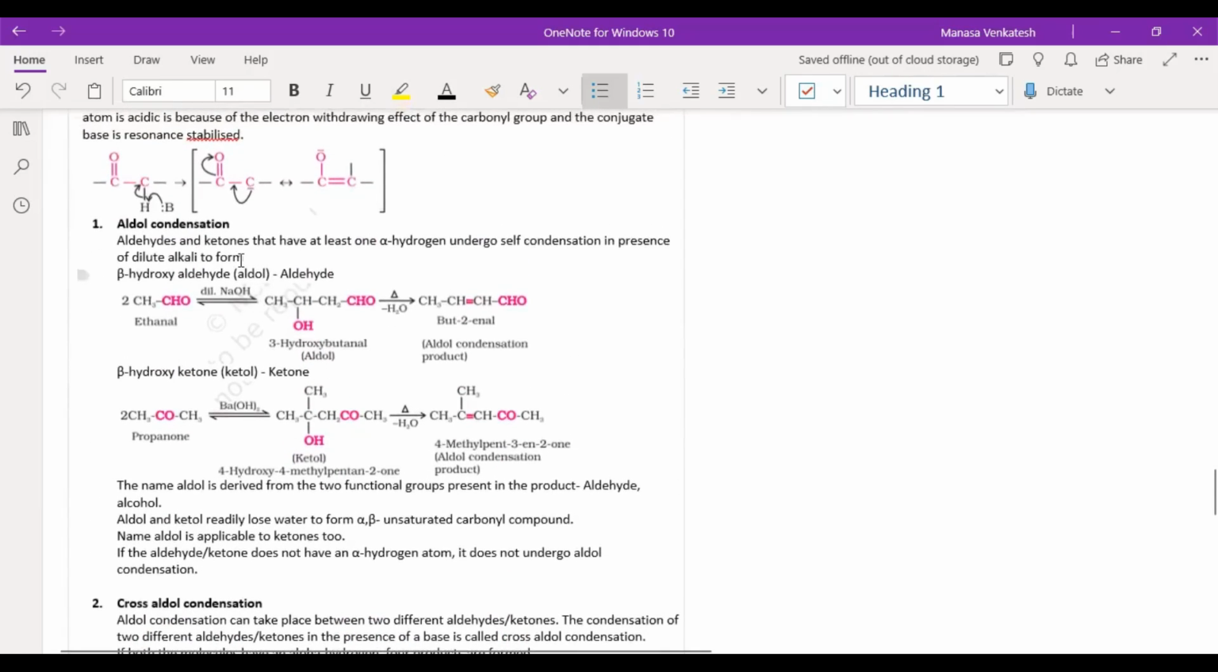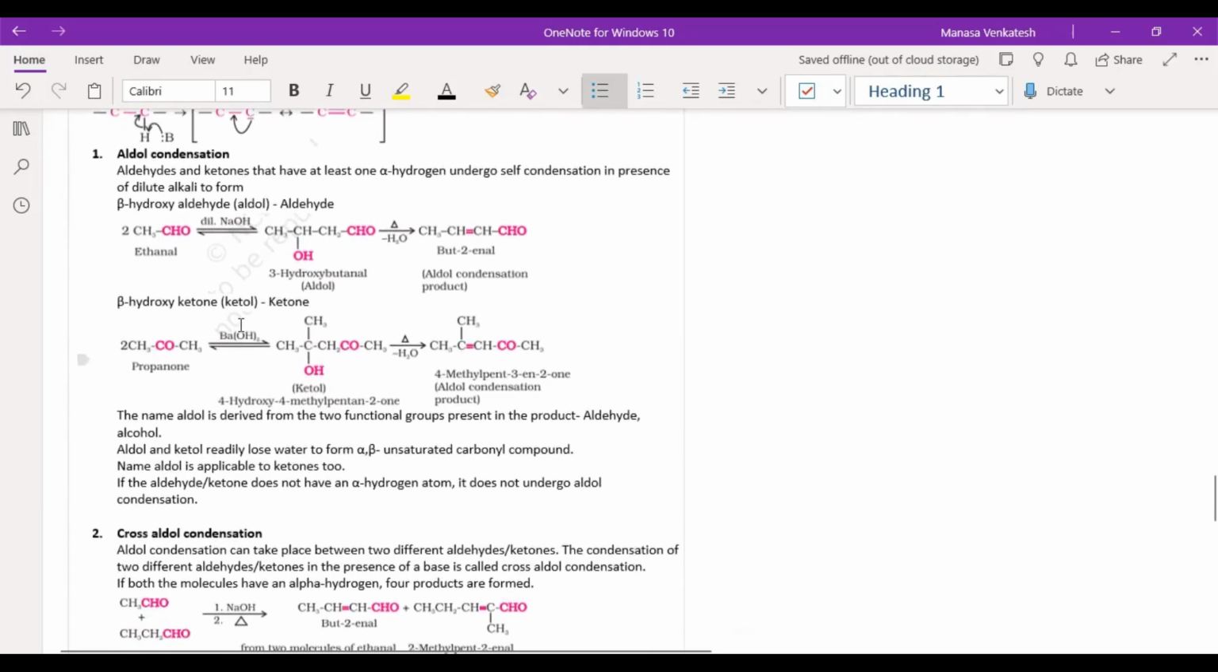Aldol condensation is where aldehydes and ketones that have at least one alpha hydrogen undergo self-condensation. This takes place in the presence of dilute sodium hydroxide or dilute alkali. A beta-hydroxyaldehyde is formed, and this is called an aldol. Aldols on heating eliminate a water molecule and lead to the formation of the aldol condensation product. So here you have CH3CHO getting converted to 3-hydroxybutanal.